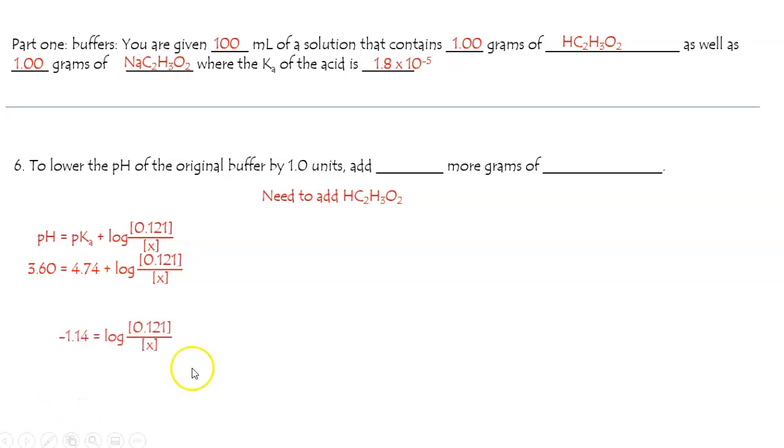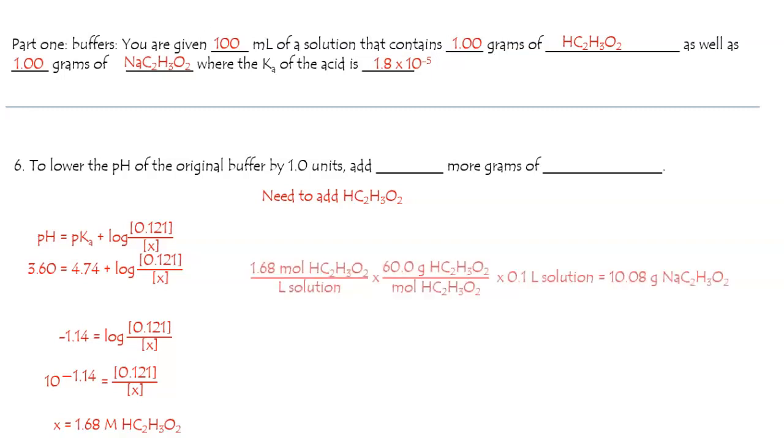So 10 to the minus 1.14 will be a positive number, albeit a pretty low one, and is going to equal 0.121 over x. We cross-multiply now. We find that we need a 1.68 molar solution of acetic acid. Let's turn it into grams and once again tack it on to the 1 gram we already have in solution. It checks in at 60 grams per mole, and for our solution we find that we need 10.08 grams total.